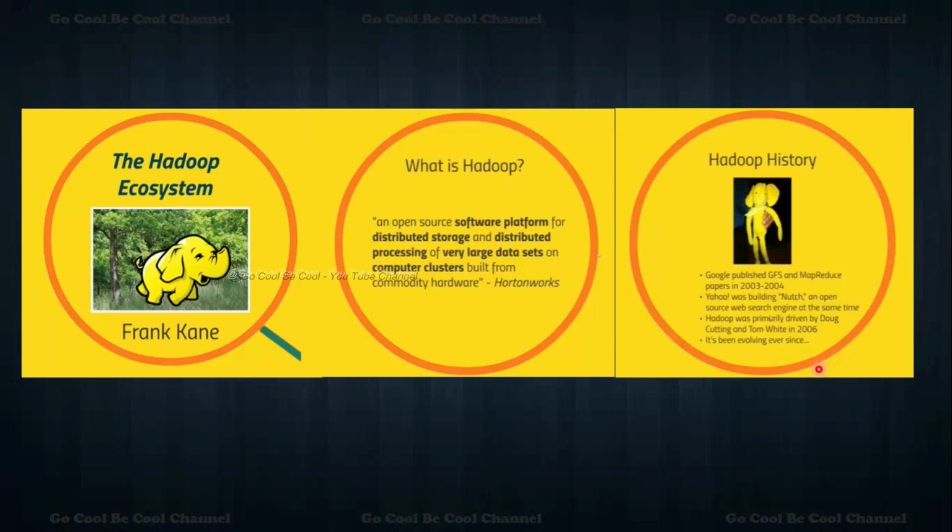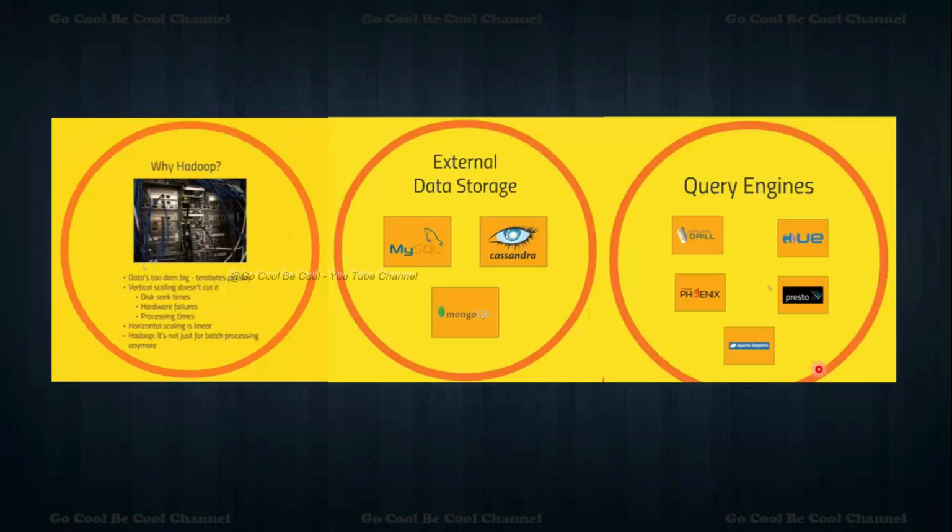So why Hadoop? Data is getting big, terabytes per day, so vertical scaling does not cut it. There are disk seek times, hardware failure, and processing times, and horizontal scaling is linear. Hadoop is not just for batch processing anymore. For external data storage, we have MySQL, Cassandra, and MongoDB. These are all combinations of the elements we have.